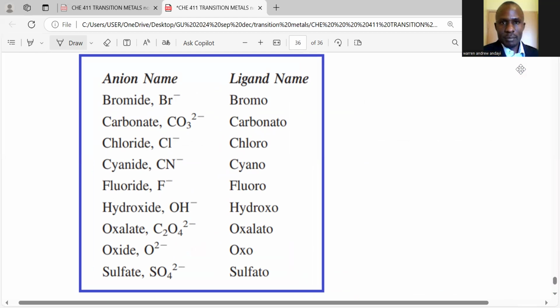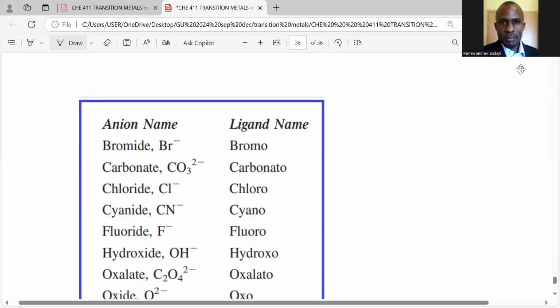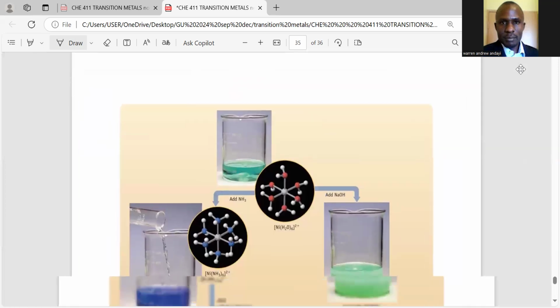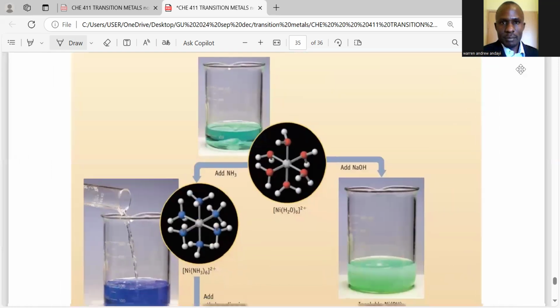Bromide is called bromo, just ordinarily. Carbonates in coordination chemistry is called carbonato. Chloride is called chloro. Cyanide is called cyano. Fluoride is called fluoro. Hydroxide is called hydroxo. Oxalate is called oxalato. Water is called aqua, okay? Oxide is called oxo. Sulfate is called sulfato. Somehow like Spanish, okay?